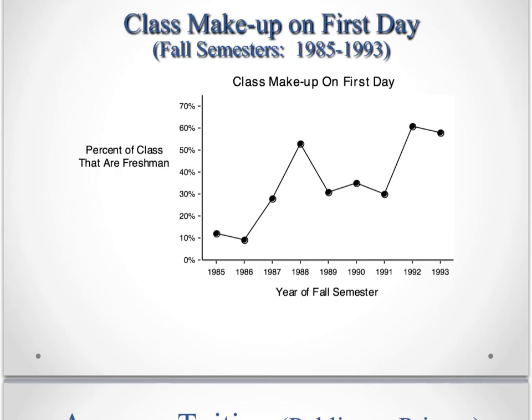So here's something that somebody made a time plot for. Time is on the horizontal axis. It's years of fall semester, so fall semester 1985 through fall semester 1993. The percent of the class that are freshmen. So you can see that over time it went up, then it came down and leveled off, and then it went back up.